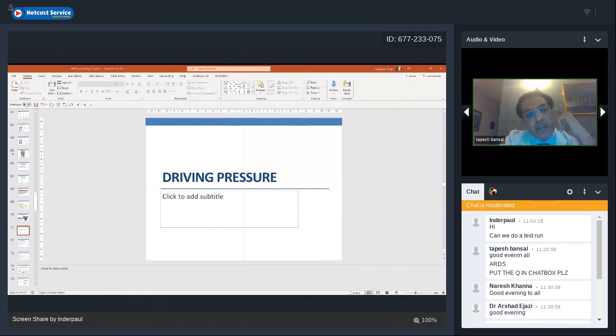Now, for all our audience, what is transpulmonary pressure? It is your plateau pressure or your driving pressure minus your pleural pressure. Okay, so that is your transpulmonary pressure. Now, the thing is, if your chest wall is less compliant, then your transmission of pressure from the alveoli or from the lungs to the pleura is going to be less, and your transpulmonary pressure is going to be high.